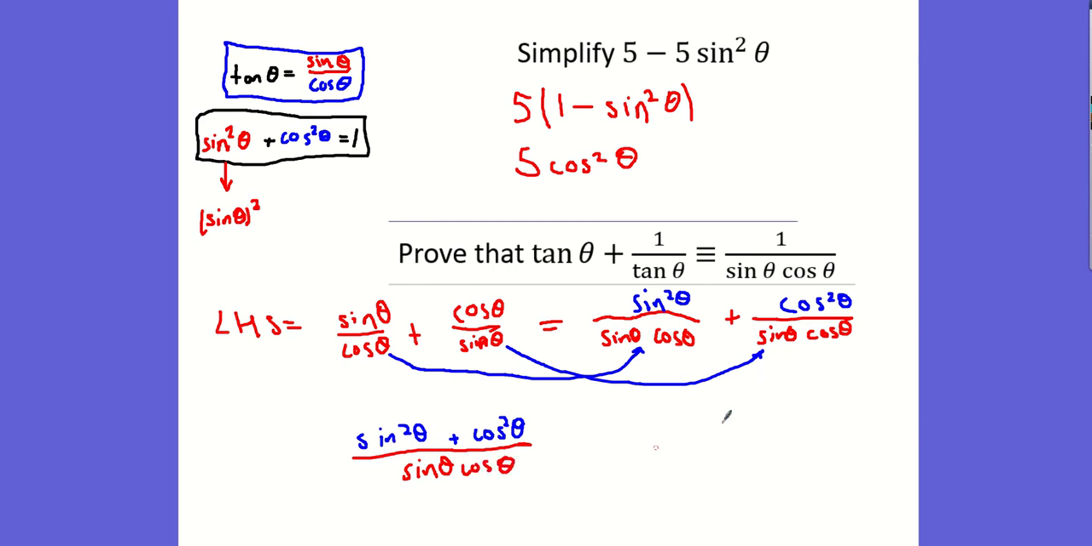And then my blue numerator fits exactly with this identity up here. Sine squared theta plus cos squared theta is 1. So 1 in the numerator, and if you look at the right-hand side, you're done. Ta-da!